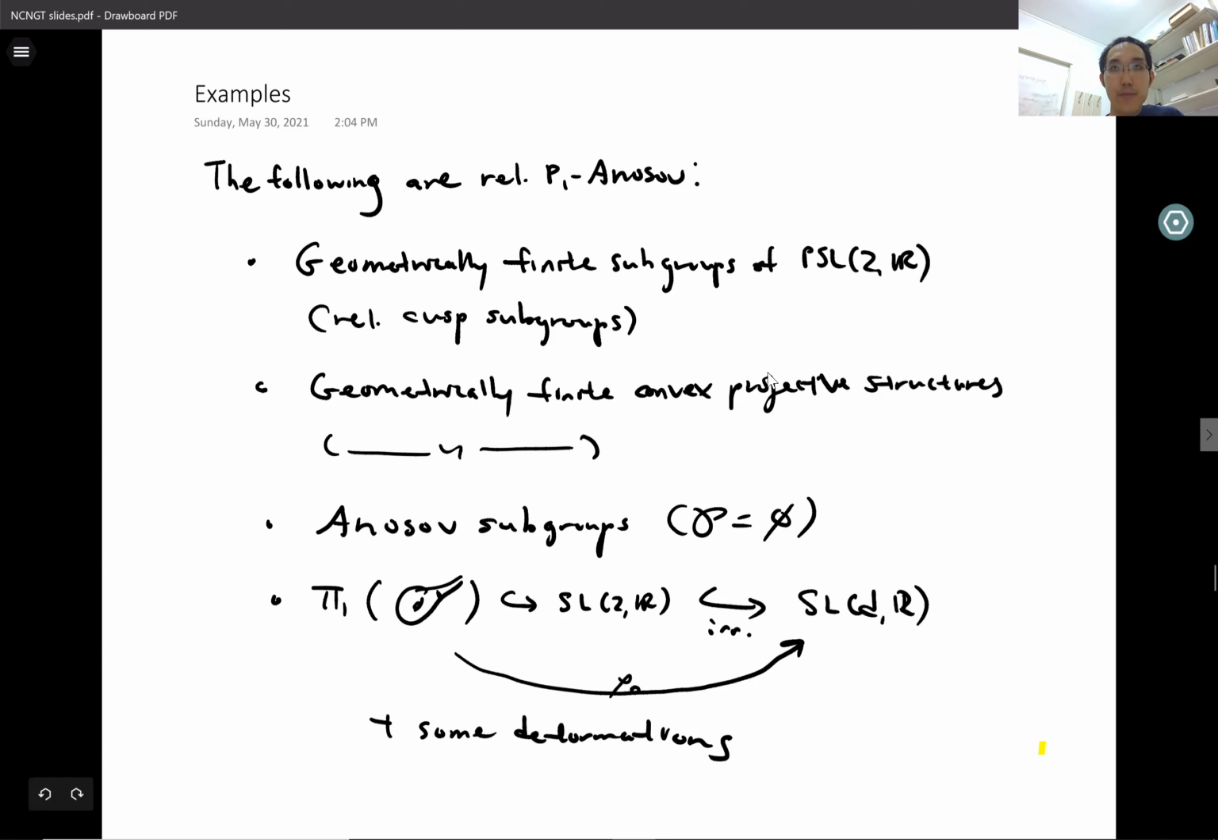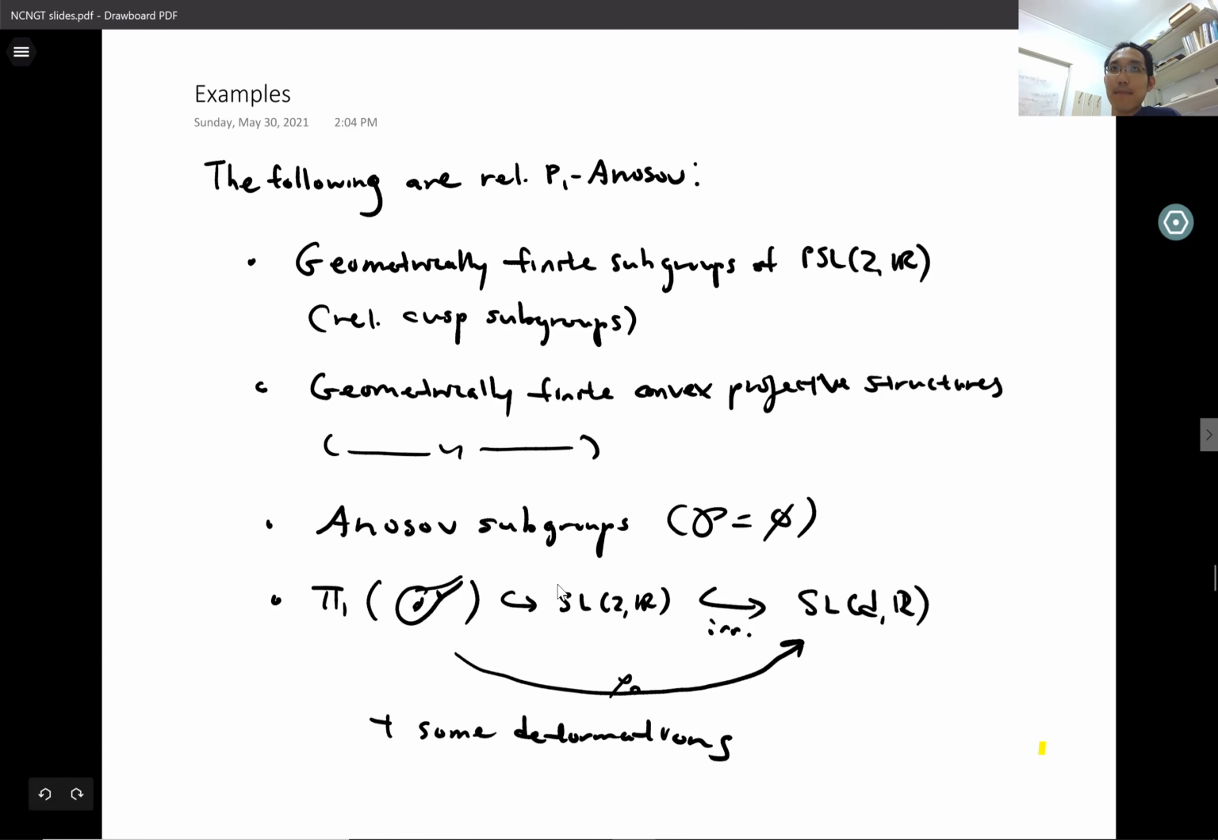Geometrically finite convex projective structures on d-1 manifolds, which I've given you a general description of, though not quite a precise one, give discrete subgroups of PGLdR. And the inclusions of these into PGLdR are P1 relatively Anosov, again, relative to the subgroups corresponding to the cusps, the controlled non-compact ends. Hidden representations are P1 Anosov relative to no peripheral subgroups, as was mentioned earlier when we talked about them.